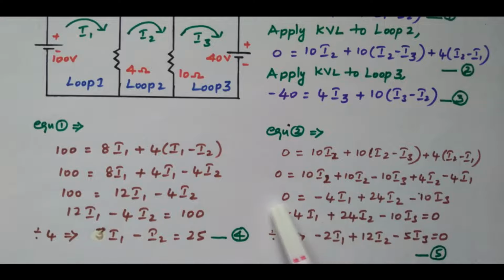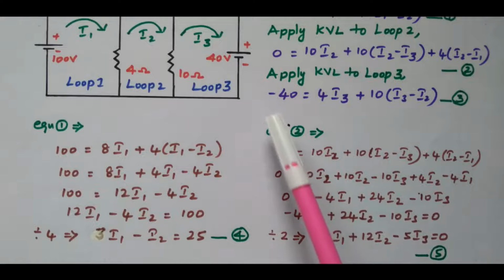The right hand side and left hand side terms are interchanged. Here also we can divide by 2 for further simplification. 4 divided by 2 is 2, so minus 4 divided by 2 is minus 2. 24 divided by 2 is 12. Minus 10 divided by 2 is minus 5. Now equation 2 is simplified: minus 2i1 plus 12i2 minus 5i3 equal to 0. We'll take this as equation number 5.